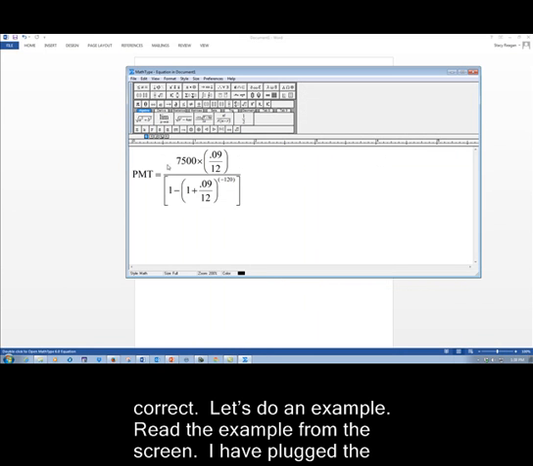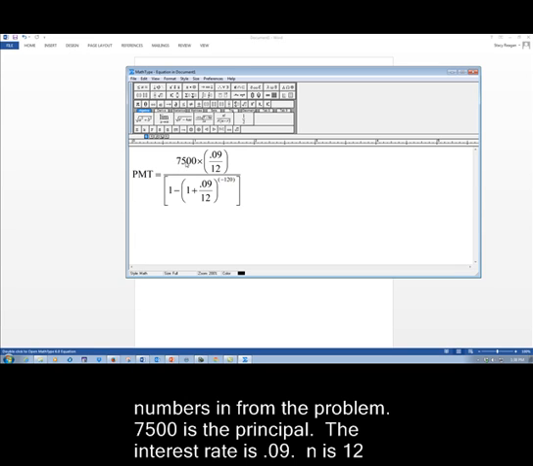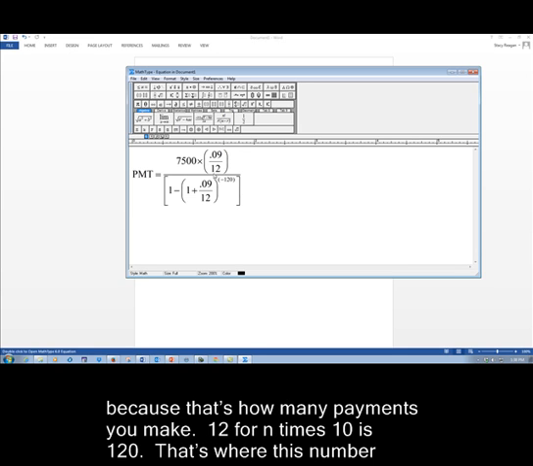Now, once I plug all my numbers in, I'm looking at a principal of $7,500, an interest rate of 0.09. The N in this case is 12 because N represents how many payments you make per year. So again, we have a 12 down here on the bottom. We also have a 12 times the N up here. So we've got 12 for the N times the years, so 12 times 10 is 120. That's where this number comes from.